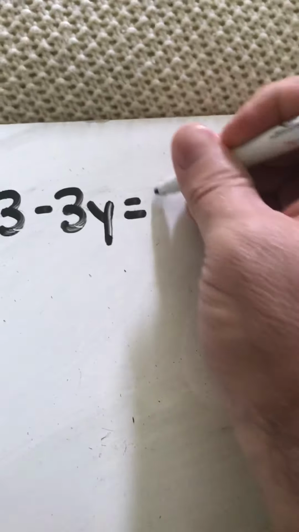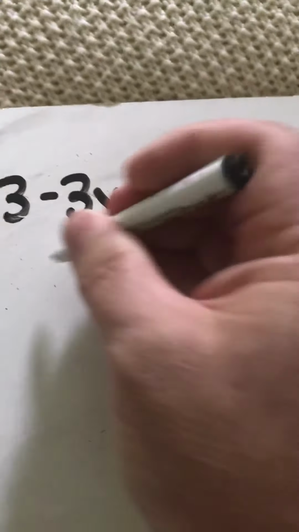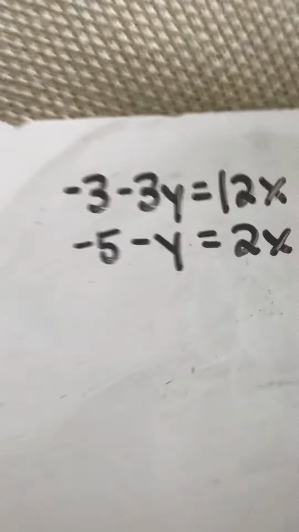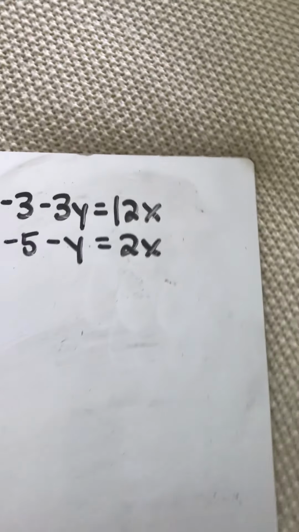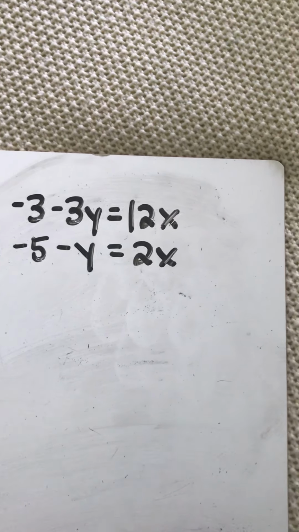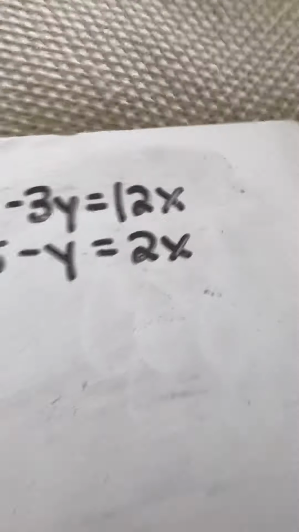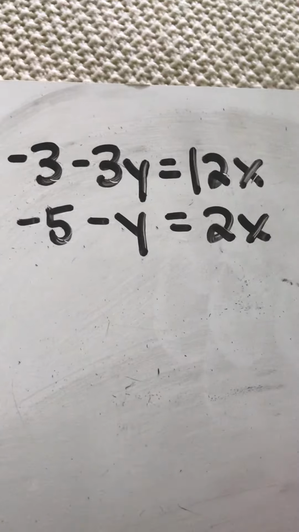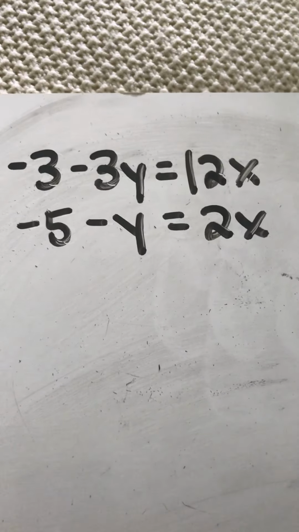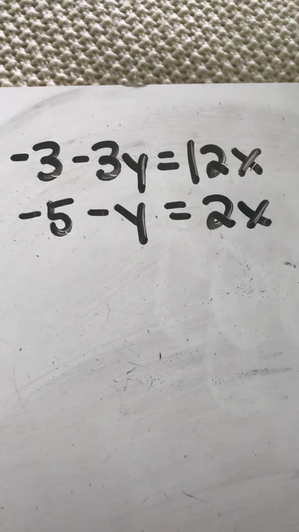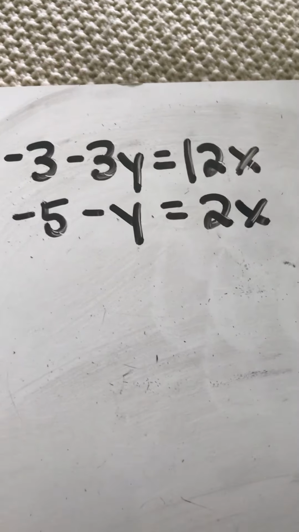And our final system is negative 3 minus 3y equals 12x, and negative 5 minus y equals 2x. And I'm glad I did this one, because this is not in standard form. Remember what standard form is. It's x, y, constant. And we just have to manipulate both equations to be able to get that. The question is, do you have to do that? Well, I'm going to investigate and see, but I don't think you do. But let's give it a shot.